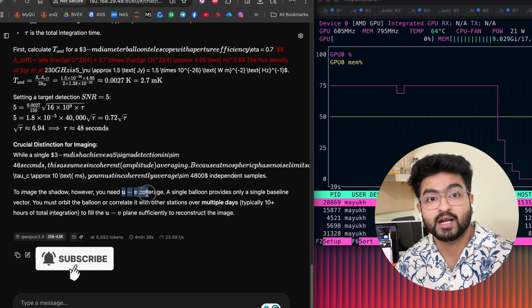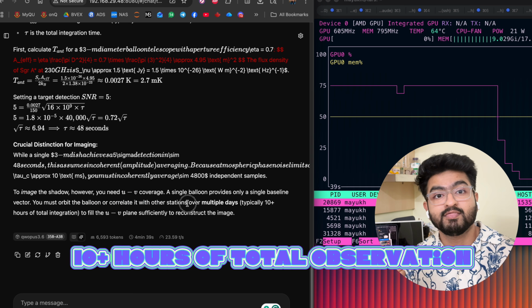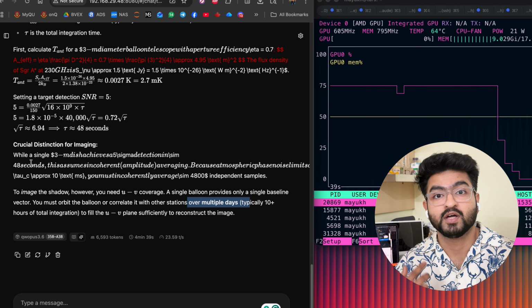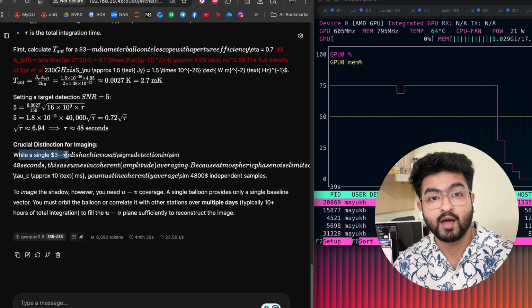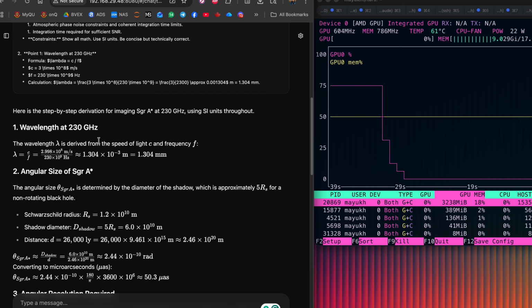The framework, the physics, the atmospheric model, the astronomy, it just fumbled one square root in the middle of a complicated-ish calculation. And here's the wild part, the surrounding text is actually correct. It says that you'd need 10 plus hours of total observation across multiple days to fill in the UV reconstruction of the plane. The conclusion is right. The arithmetic in the middle isn't. This is exactly what a tired grad student does on a take-home exam. So, it knows the physics, it just doesn't always get the arithmetic part perfectly.